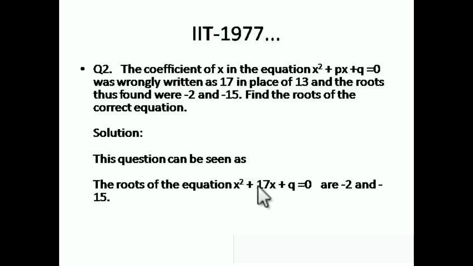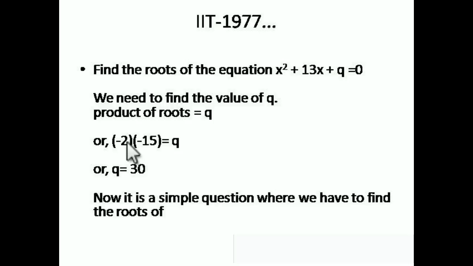-2 and -15. For this equation we all know the multiplication of roots is c by a. Formula for the multiplication, that is c by a, so q by 1, it is q. Q is equal to -2 into -15. See, -2 into -15 is equal to q. We need to find out the value of q, and the product of roots is q. So -2 into -15 is q. So q is equal to 30.